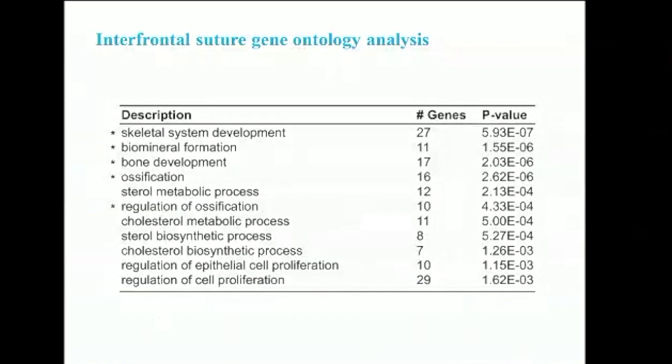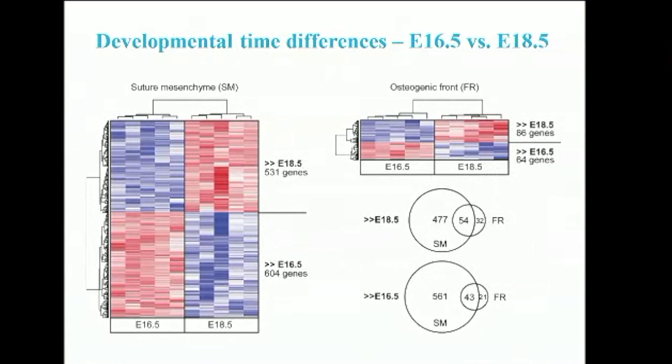Of course, we are also interested in looking at developmental time differences, and we're also interested in looking at mutant versus mouse model differences. So here what I've shown is the differences that we detect across time for the interfrontal suture. So we have the suture mesenchyme on the left, the osteogenic front on the right, and these are the number of genes that are significantly differentially expressed for each of these suture subregions. So for the mesenchyme, we have about 531 genes that are primarily expressed at E18.5 compared to E16.5, and about 604 genes that show the reverse differential expression pattern.